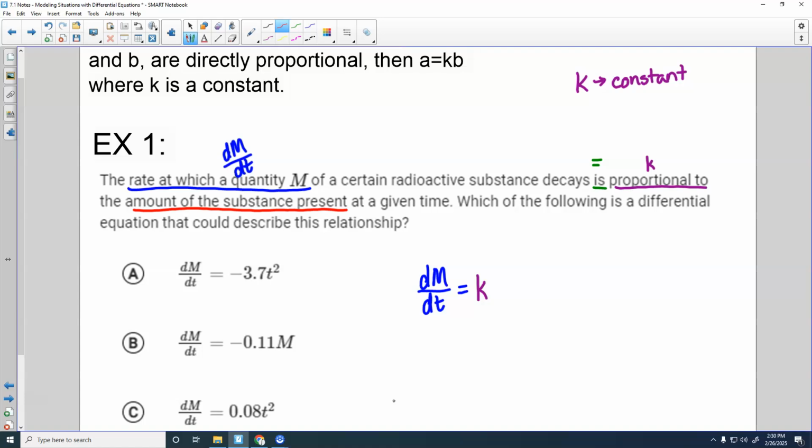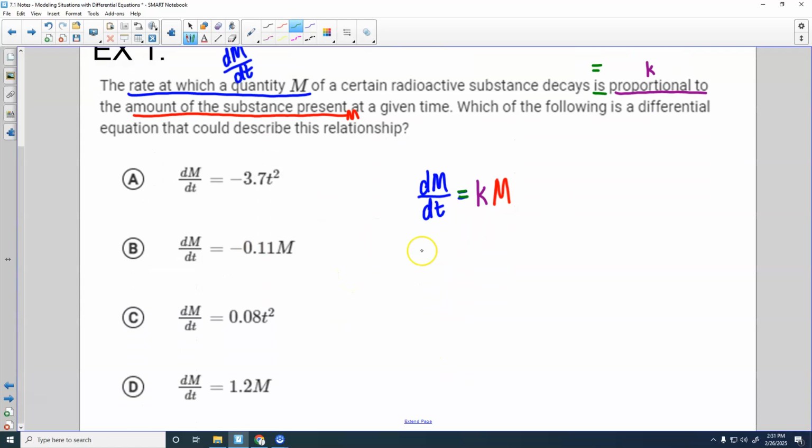So in this case, the amount of the substance present, what is that represented by? It is M, because M is a certain radioactive substance, so M itself tells you how much of it you have. So the amount present is your M. So we are looking for an answer choice that is of this format. Okay?